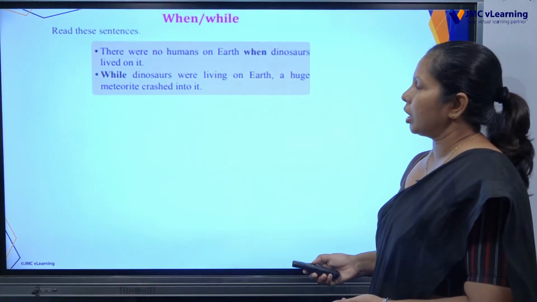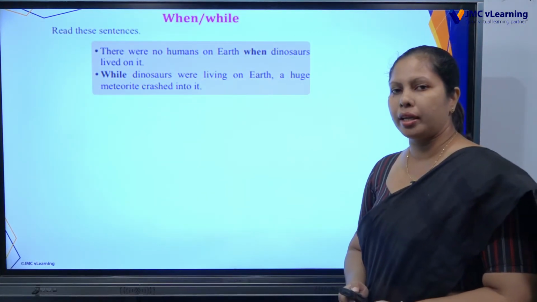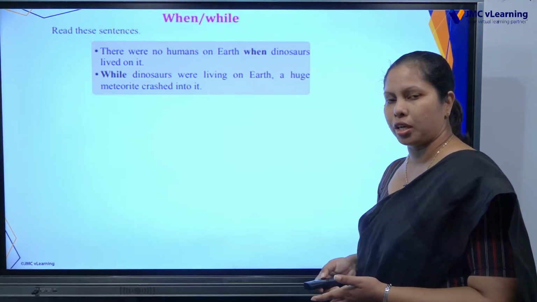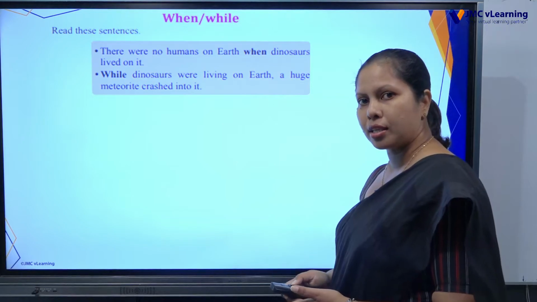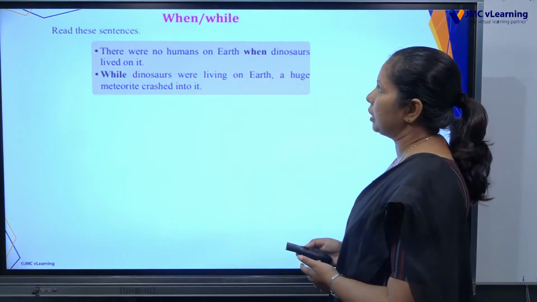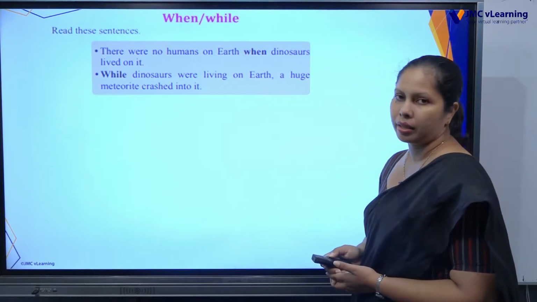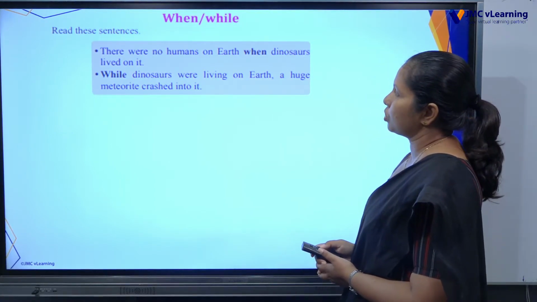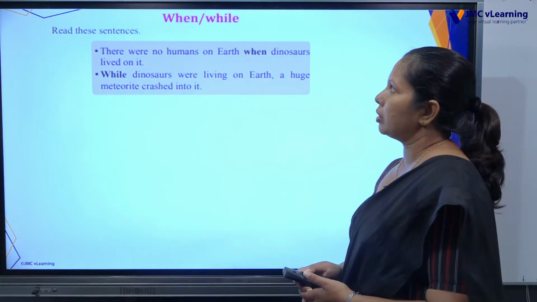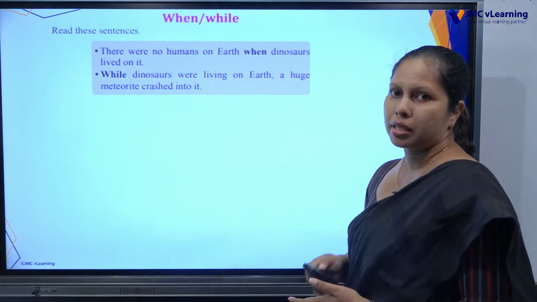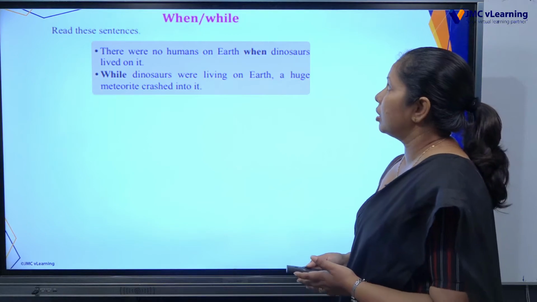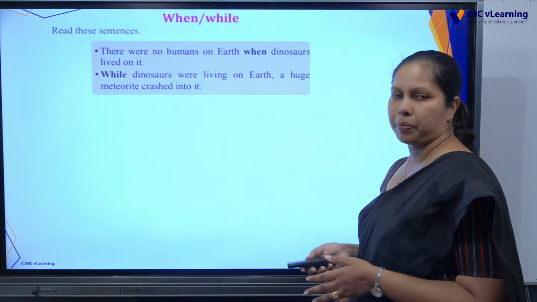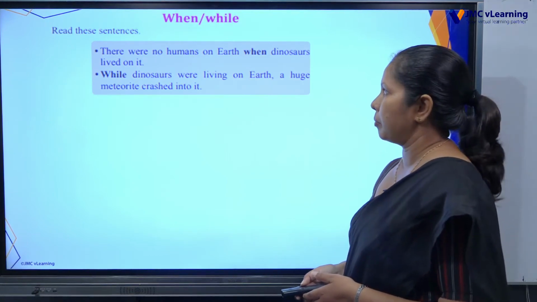It is about the conjunctions when and while. Now, earlier in the same lesson you learnt about the conjunctions and, but, or. So, here you will be learning about when and while, how to use these two conjunctions. So, you know the word when speaks about a time period. The word while we can use when two things are happening at the same time.